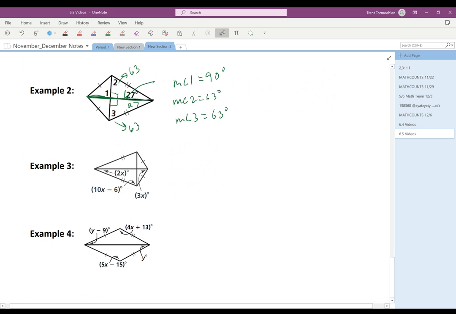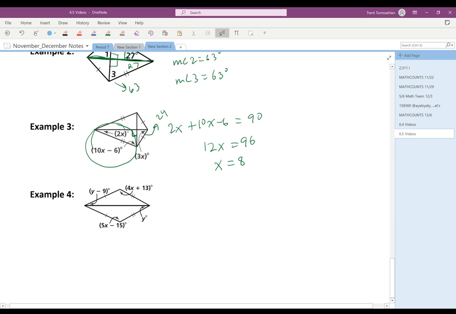Okay, for example 3, we're going to do something similar, except this time we're going to have some algebra involved. Well, first off, we note that these two are the angles in the right triangle, because the diagonals are perpendicular. So we can just say 2x plus 10x minus 6 is going to equal 90. So that gives me 12x equals 96 when I solve the equation, or x equals 8. And once I find out that x equals 8, I can actually find out what this angle is too, because it's just going to be 3 times 8, which is 24.